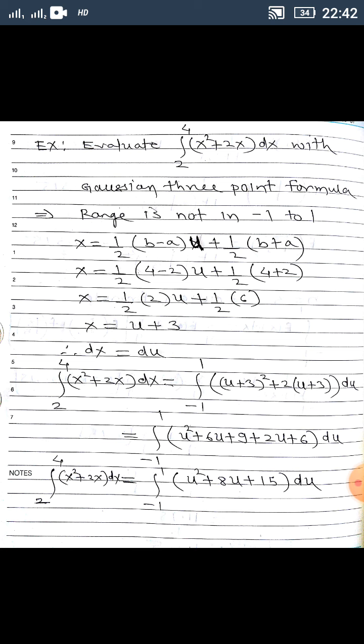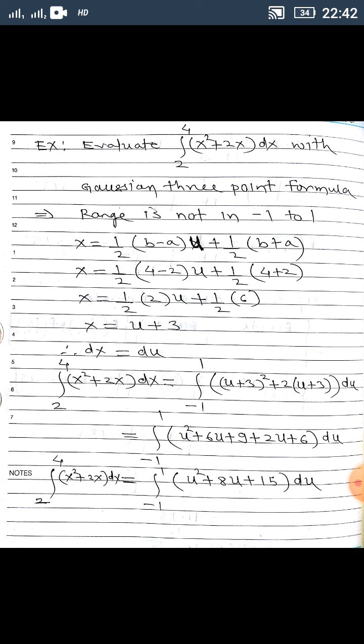Evaluate the integral from 2 to 4 of x square plus 2x dx with the Gaussian 3 point formula. The range is not -1 to 1, so now we have to convert it. x is equal to, the formula is given, 1 by 2 (b minus a) u plus 1 by 2 (b plus a). b is the upper limit 4, a is the lower limit 2. So 1 by 2 (4 minus 2) u plus 1 by 2 (4 plus 2). So x is equal to 1 by 2 into 2u plus 1 by 2 into 6. So x is u plus 3.